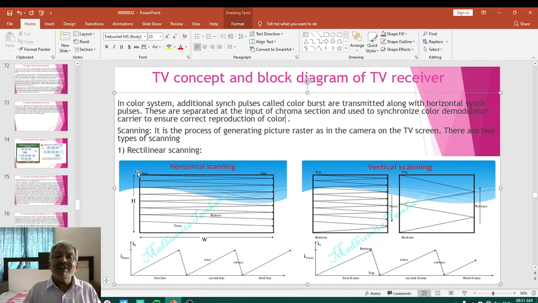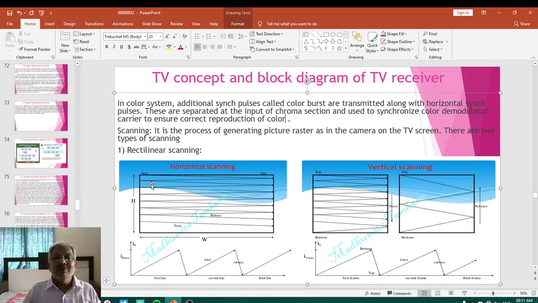Thus, during one vertical scan, 625 horizontal lines are scanned. How many lines are scanned? To reach the spot from the top left to the bottom right, 625 horizontal lines are scanned. And we can say one vertical scan is completed. Means the spot starts scanning here and reaches here, where one vertical scan is completed.